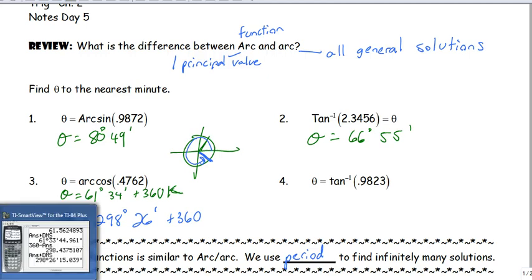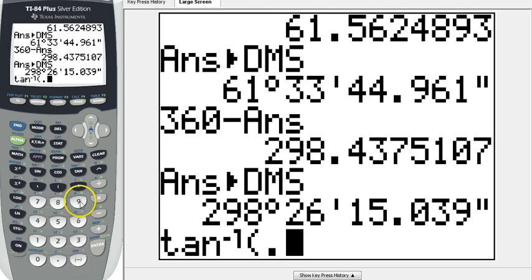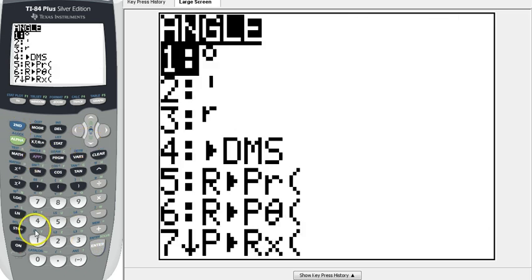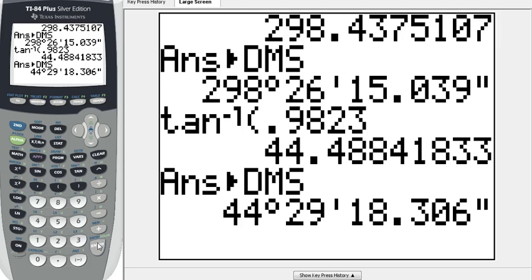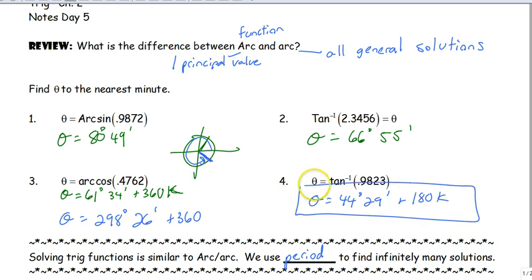And then we have tangent. Tangent's nice because even though it's little tangent, you still only need one solution because tangent repeats itself every 180 degrees. So I can just hit this, get the angle. You have to still remember to do the K though. So 44.29. So theta is equal to 44 degrees, 29 minutes plus 180K for tangent actually. And that's the answer.